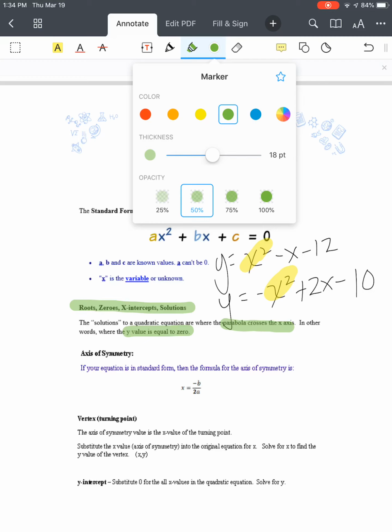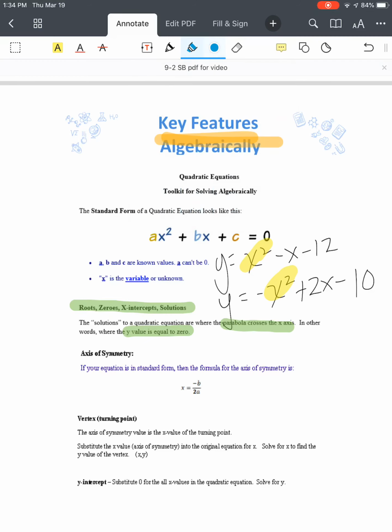You have a brand new formula, the axis of symmetry. So remember, the axis of symmetry is the line that cuts that parabola in half. So here is the equation for the axis of symmetry: x equals negative b over 2a.